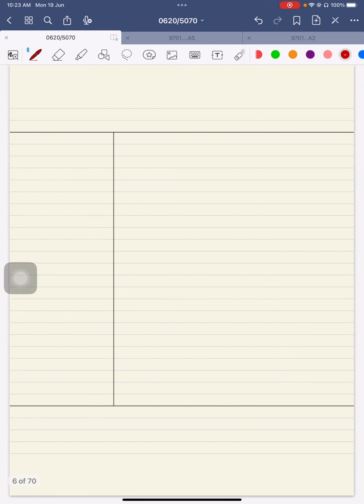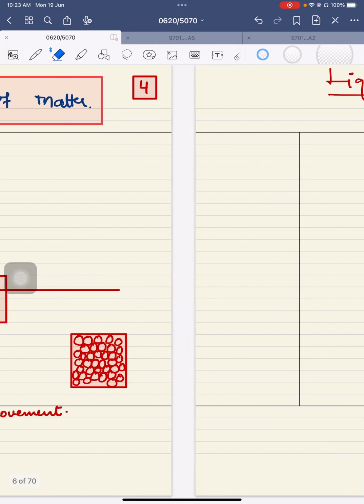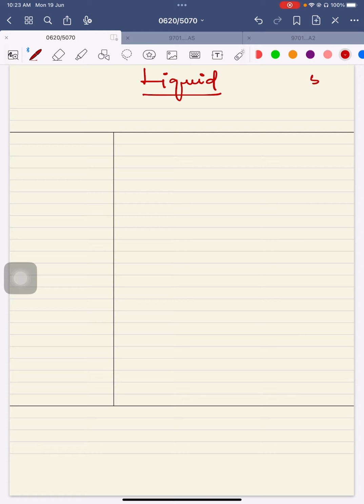When we are talking about a liquid, here I'm going to start the topic of liquid. It is page number 5. I'm writing the pages for those students who are facing a problem merging up the whole content. So this is liquid, and this is our 19th June lecture.